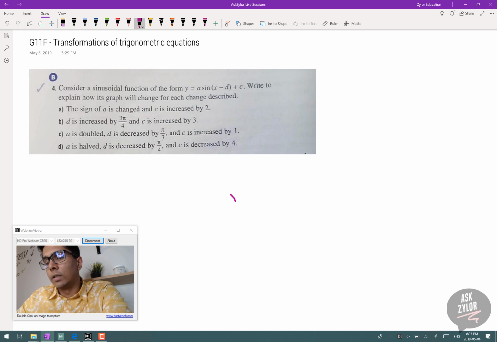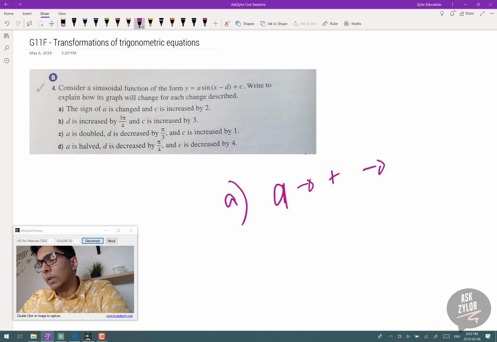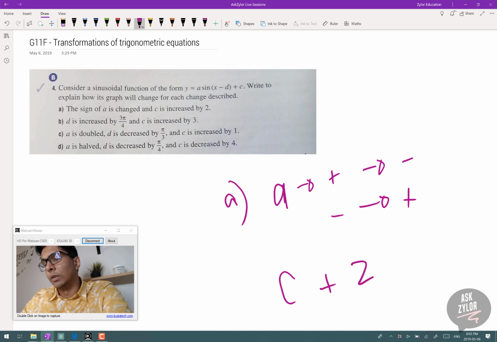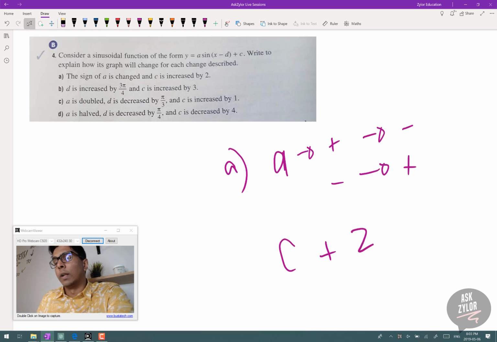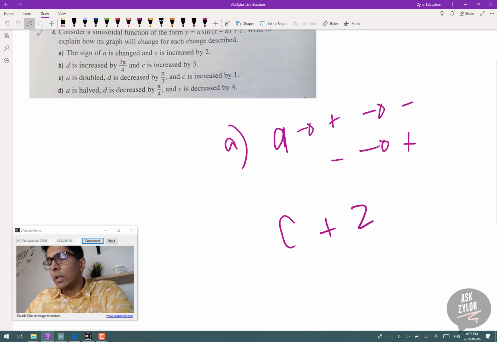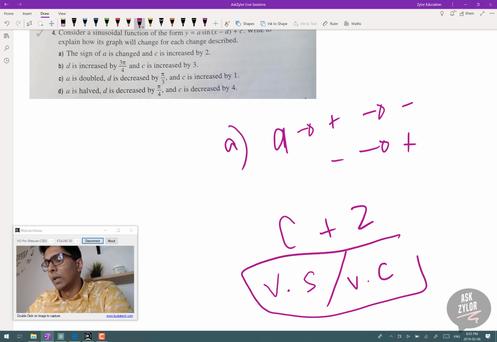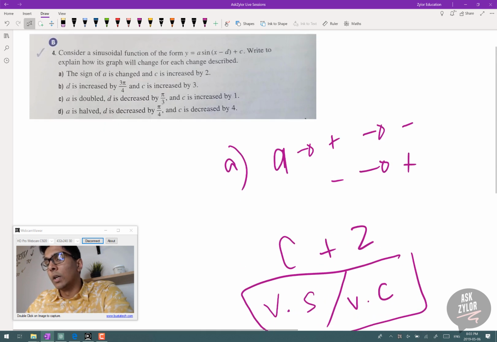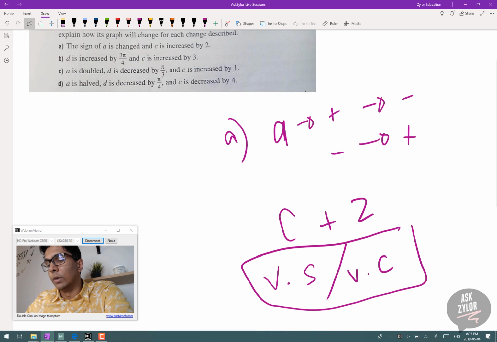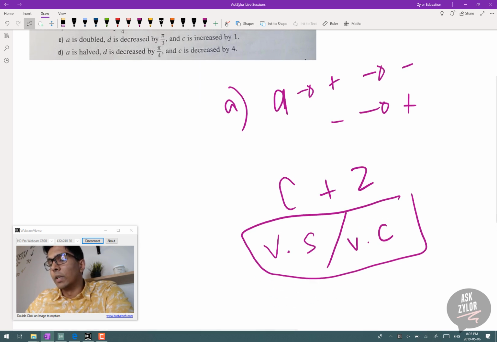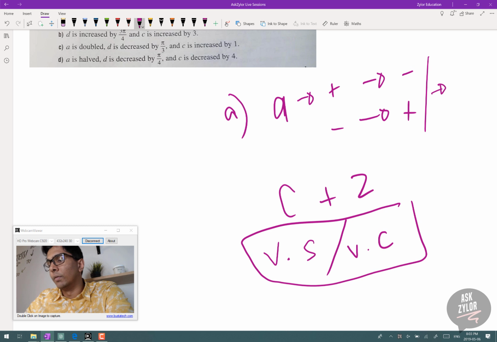So A is telling us the sign of A is changed. So A will go from either positive to negative, or it'll go from negative to positive. And then our C is being increased by 2. So we need to describe how our graph is going to be changed. Our A is our vertical stretch or vertical compression, right? In terms of trig functions, the A usually denotes the amplitude, right? But if our sign is changed, what that tells me is we have a reflection against our x-axis.